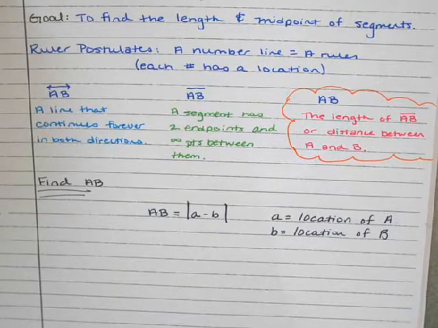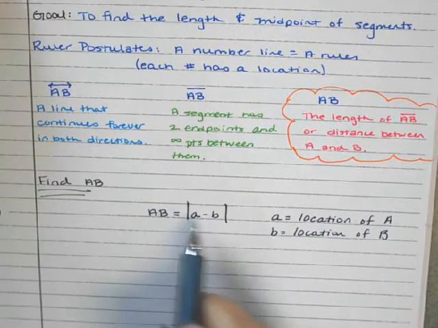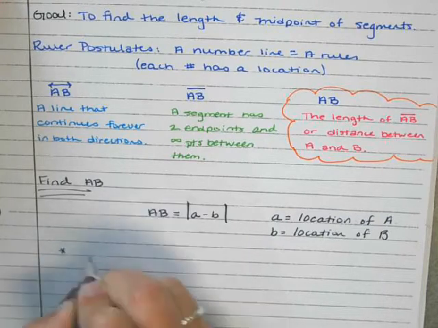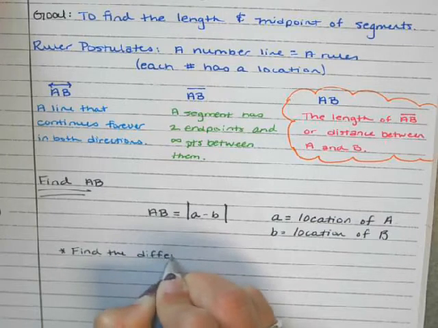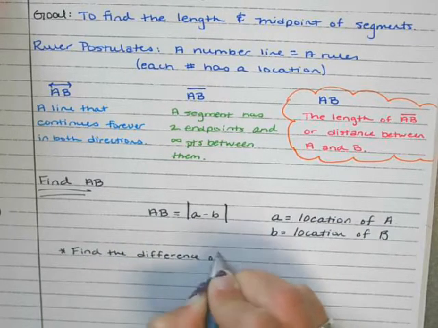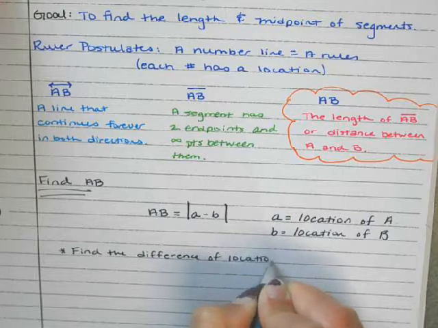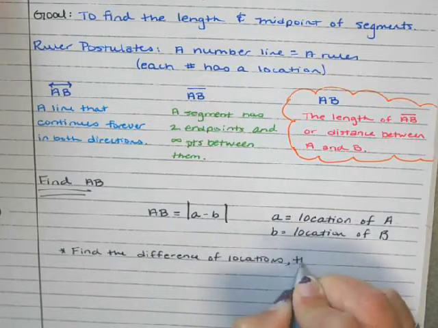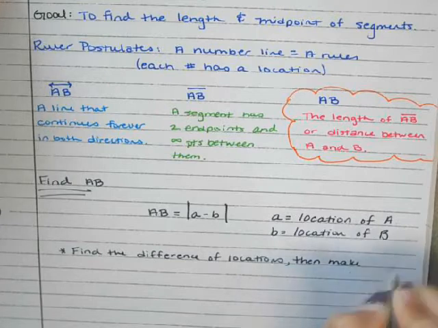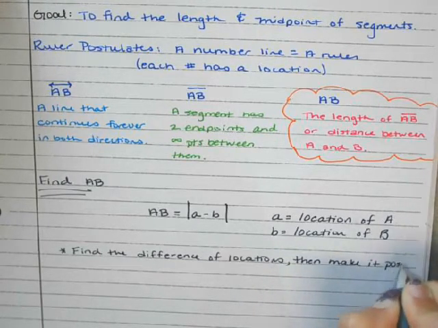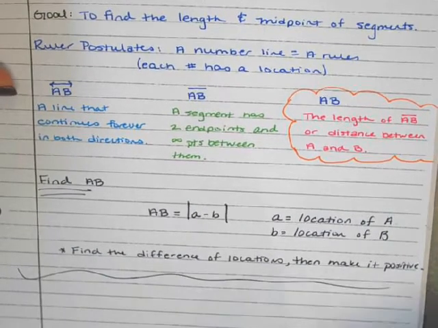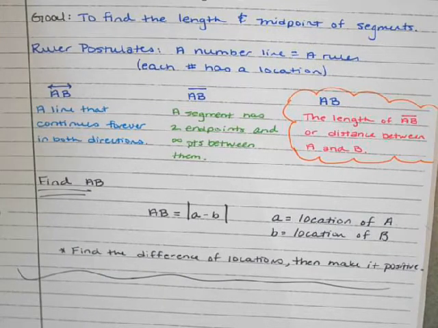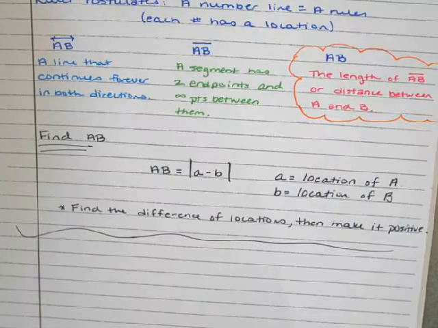So when you are finding the absolute value of a difference, all we're going to do is find the difference of the locations, then make it positive. So that's how we are going to do it. Now we're going to actually practice.